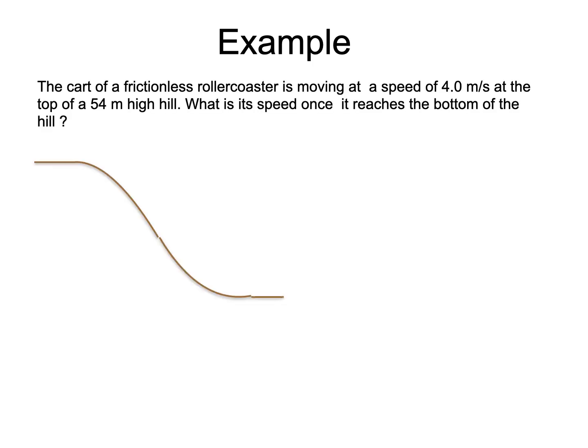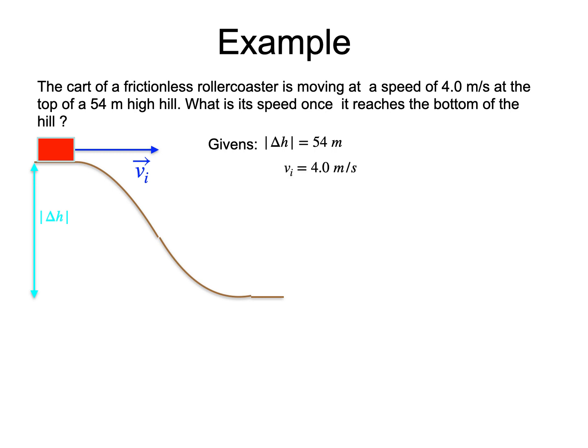This is probably about time to look at a numerical example that illustrates the preceding discussion. We have a hill of known vertical dimensions. The cart starts at the top of the hill with an initial velocity vi. The givens are the vertical dimension of the hill, the initial speed, and since the roller coaster is frictionless, the work done by friction is zero. The relevant equation here is the change of kinetic energy being equal to the net work.